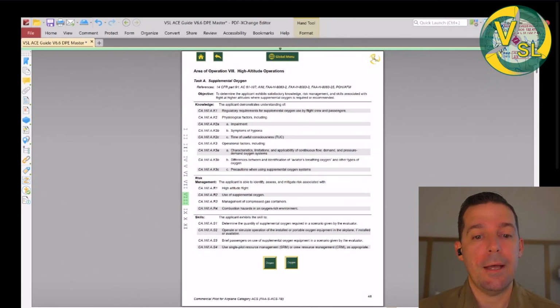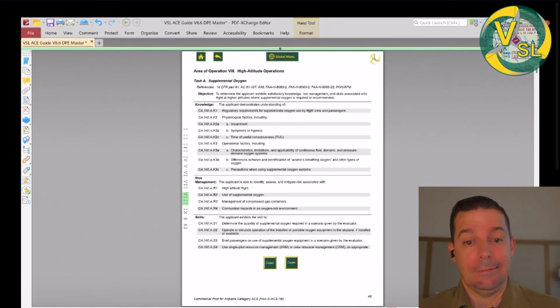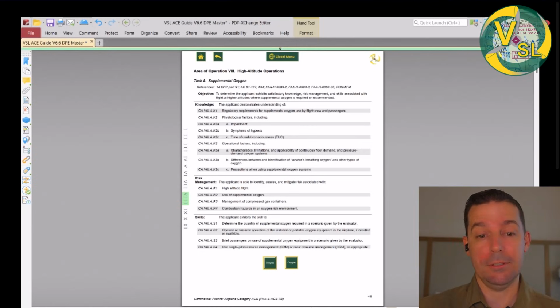Skill 3 is brief passengers on use of supplemental oxygen requirements in a scenario given by the evaluator. Again, we're not typically flying that, so that may be a scenario that I just give you, kind of like skill 1 of, hey, if you were in an aircraft. But it doesn't say anything about if installed. It just says that we have to do that. So far we only have 2 skills out of the 4 that we have to do.